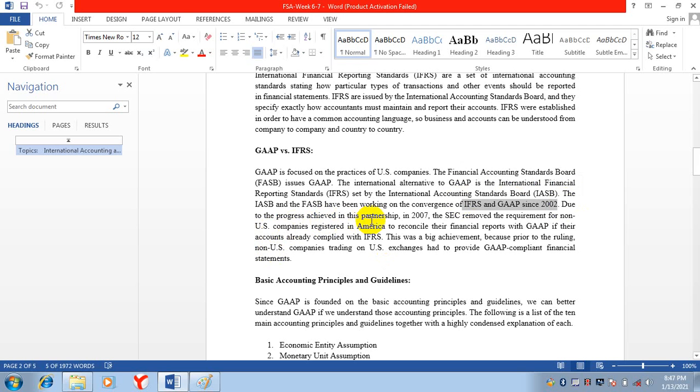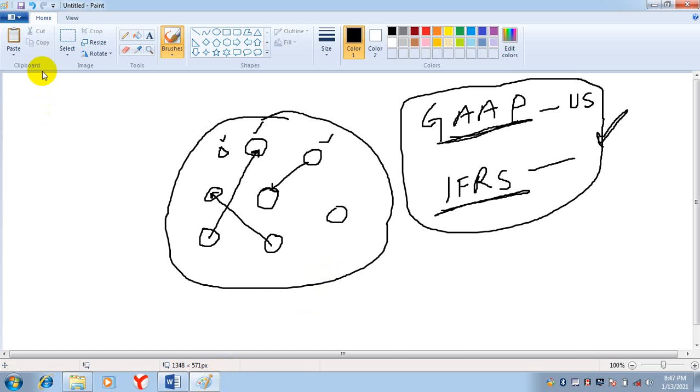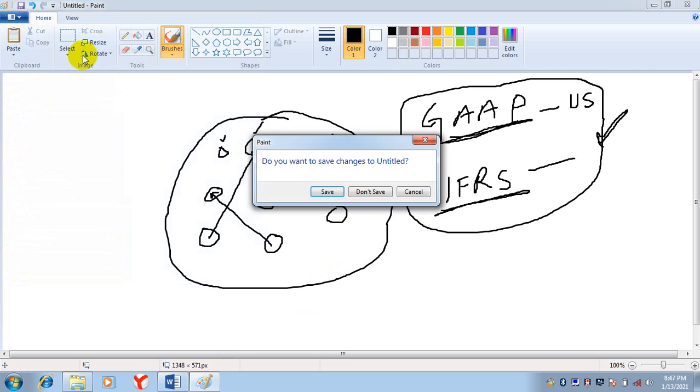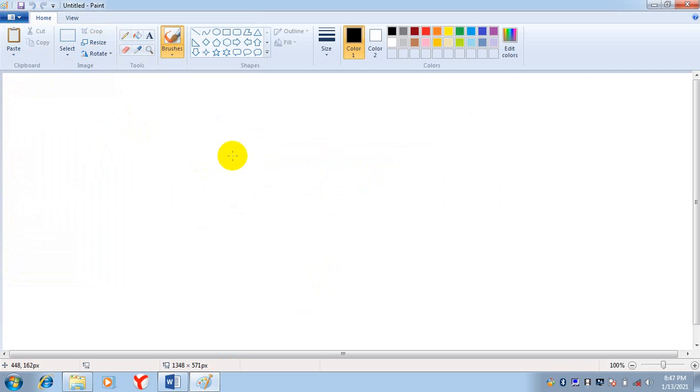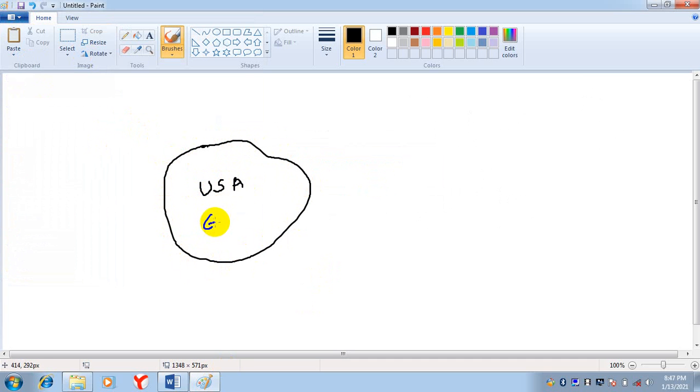Due to the progress achieved in this partnership, in 2007 the SEC removed the requirement for non-US companies registered in America to reconcile their financial reports with GAAP if their accounts already complied with IFRS. Now in 2007, what happened? Suppose this is the USA. All the companies registered in the USA will follow GAAP.